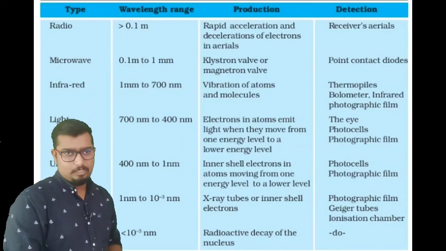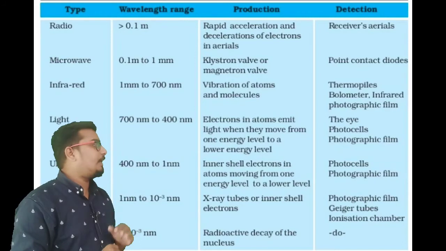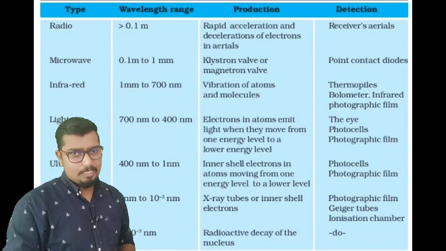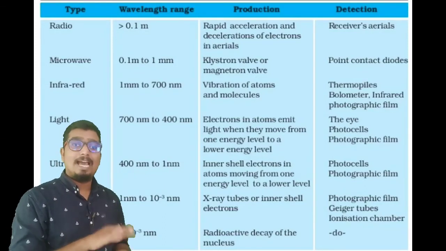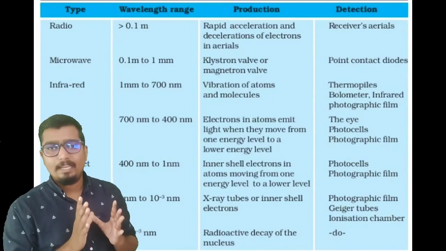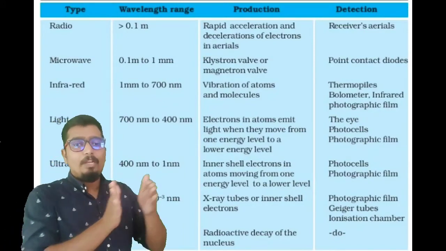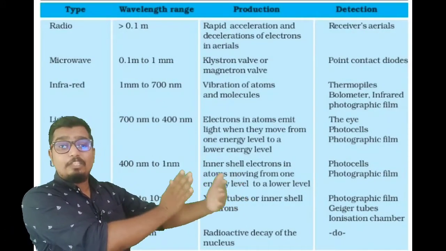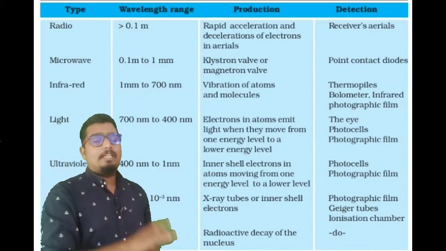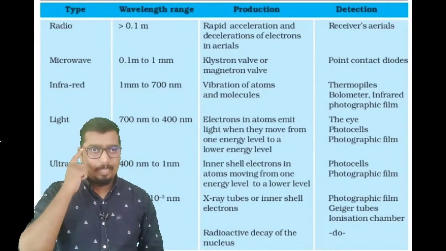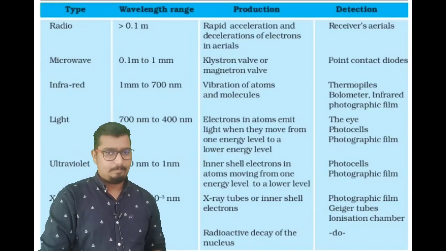The next one is light, that is visible light. The range of wavelength is 700 nanometer to 400 nanometer. It is produced when electrons in an atom emit light as they move from one energy level to a lower energy level. The detection is by using the eye, photocells and photographic films.